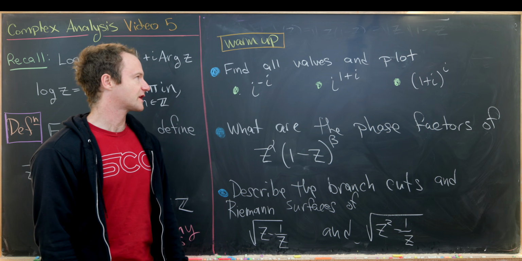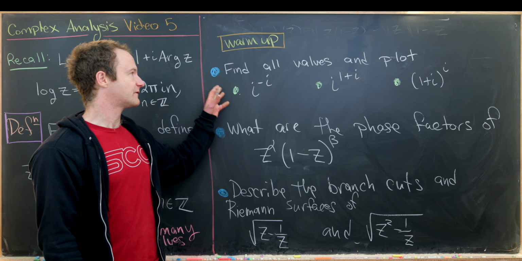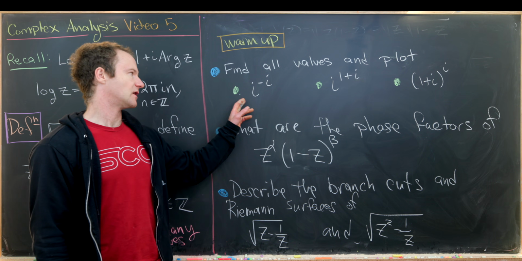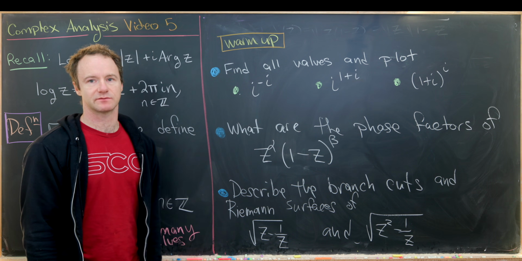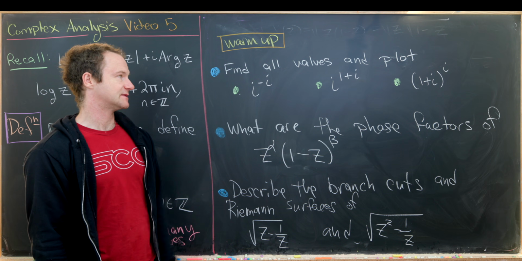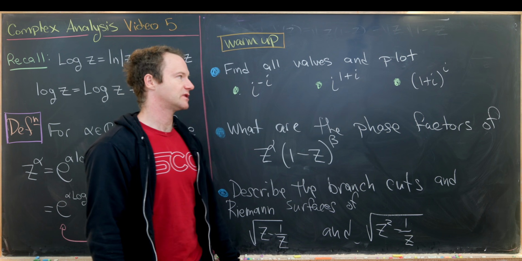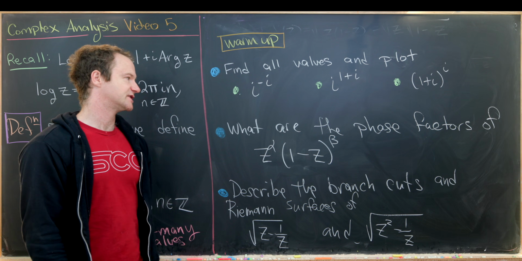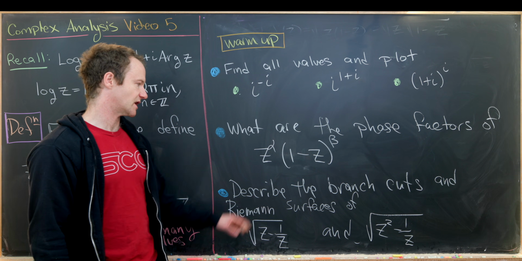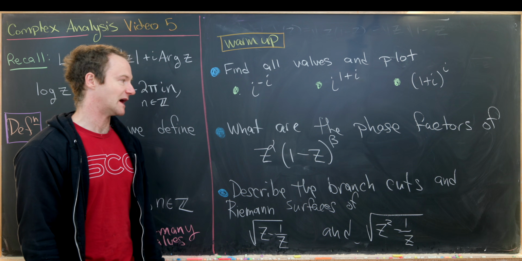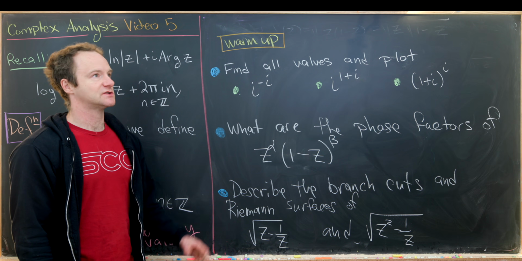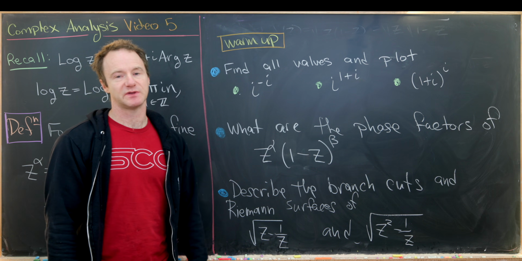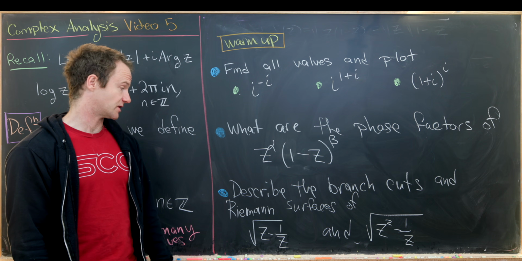All right, so I'll leave you with a couple of warm-up problems. The first is to find all values and plot the following complex number to a complex number situation. So we have i to the minus i, (1 plus i) to the i, and 1 plus i to the i. Next is to determine all of the phase factors of z to the alpha and 1 minus z to the beta. So let's recall the phase factor is not only a multiplier, but it's also a location.